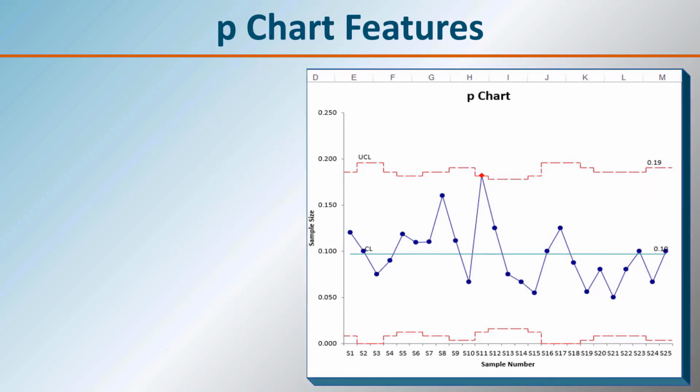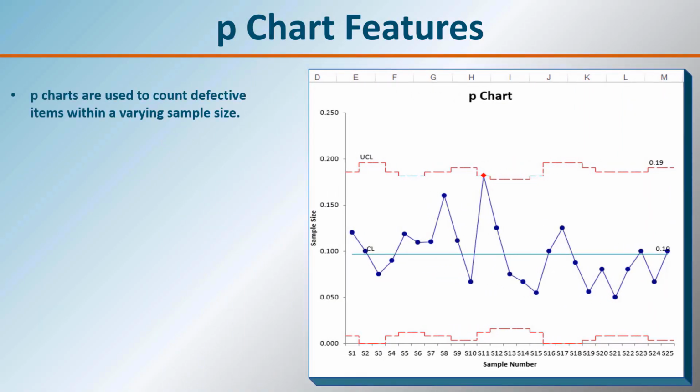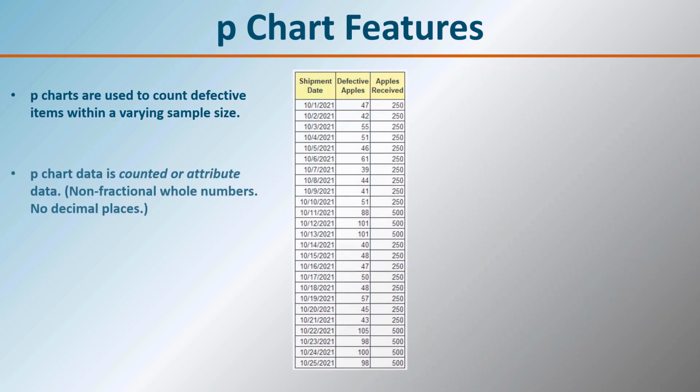A P-chart is used to count defective items within a varying sample size. For example, when counting the number of defective apples in a shipment. The total number of apples received may vary from day to day, so your sample size will vary. P-chart data looks like this. Notice that P-chart data is counted, or attribute data. The samples are non-fractional whole numbers without decimal places.